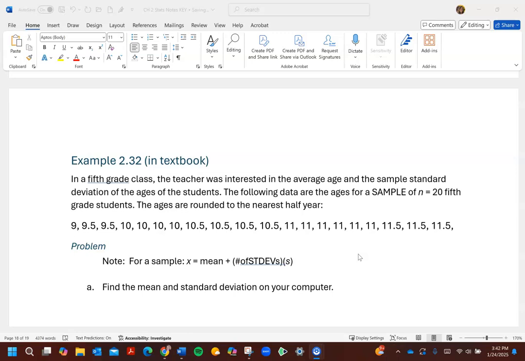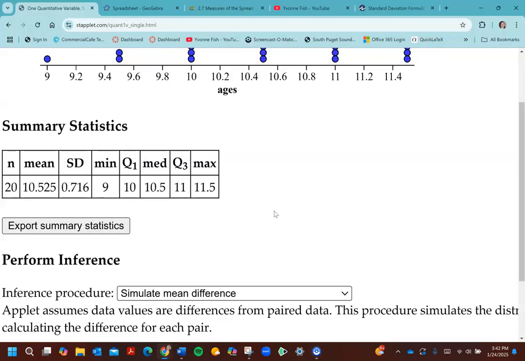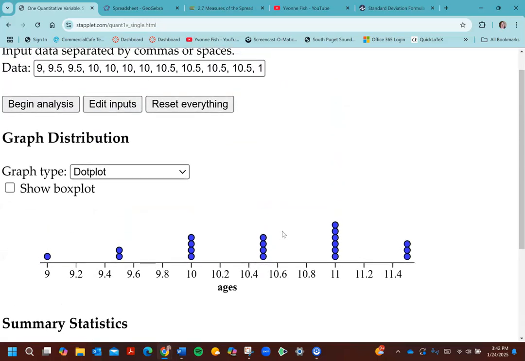Okay, so hopefully you've gotten that done. I did it in Statplet because the way the data was laid out, it was just easy enough to do. And I have my mean and my standard deviation. Mean is 10.525. I'm going to round to the hundredths place because that's one more place than the data would be. And standard deviation is 0.716. I'd round to 0.72. So you can check that.